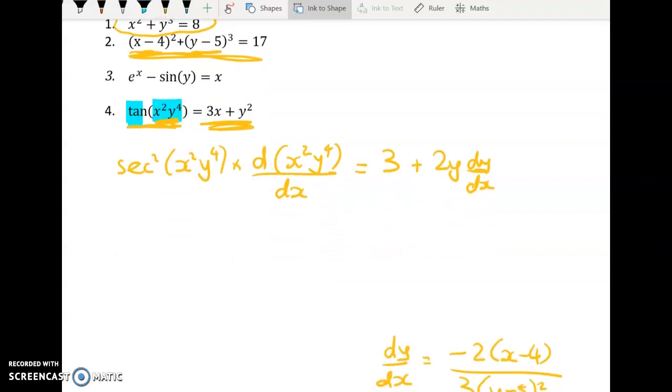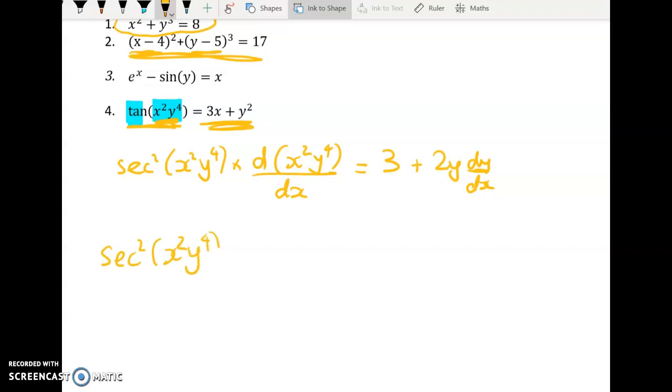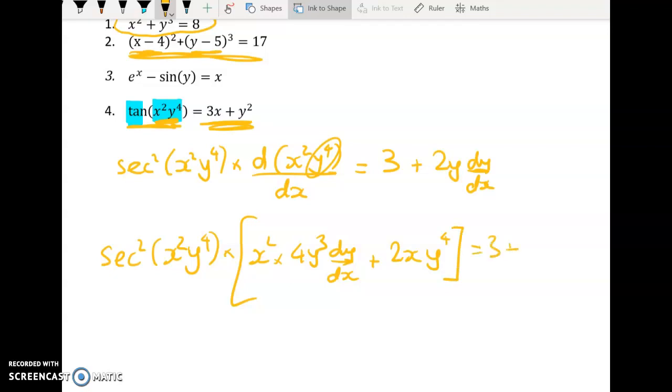Right, what's next? Well, I need to get on with it and differentiate the inside thing. So we're going to have sec squared of x squared y to the 4 times, right, the first function times the derivative of the second one. So this will be 4y cubed dy by dx plus the other way around, 2x times y to the power of 4. And that equals 3 plus 2y dy by dx.